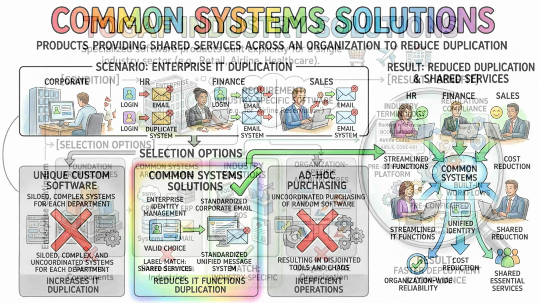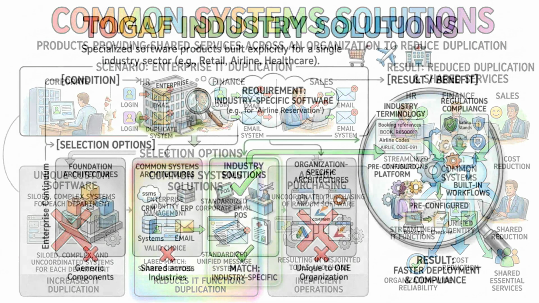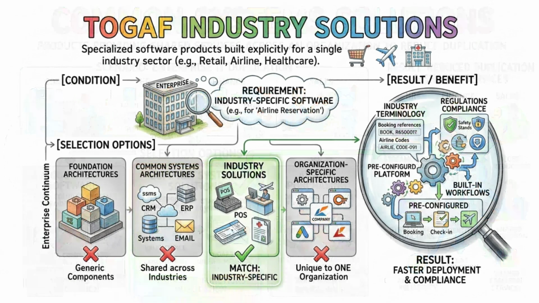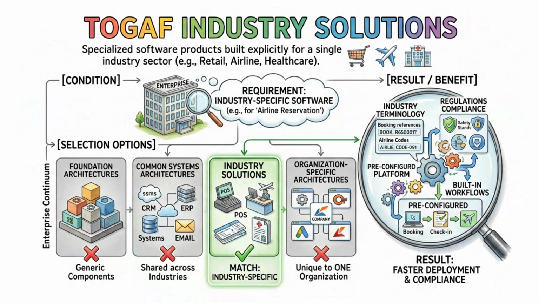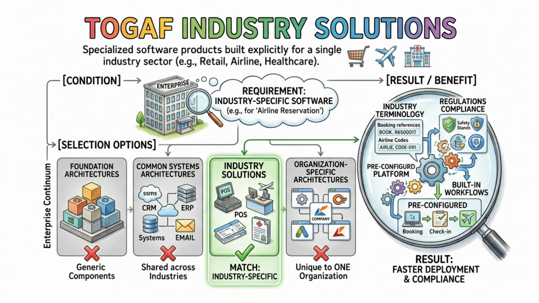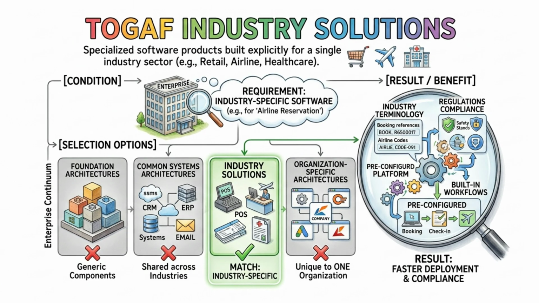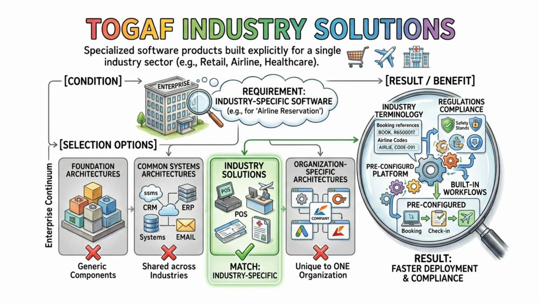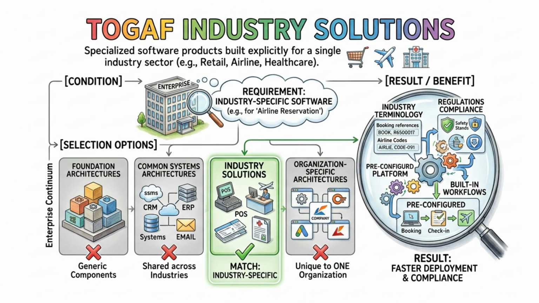The third level involves industry solutions, which are specialized software products built explicitly for a single industry sector. A retail point-of-sale system, an airline reservation platform, or a hospital patient management system all fit into this category. These solutions come pre-configured with industry-specific terminology, regulations, and workflows built directly into the software. The exam will test your ability to match industry-specific software requirements to this exact level of the continuum.